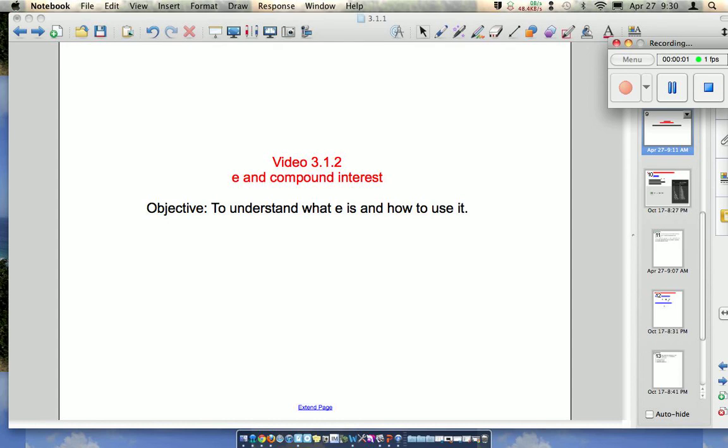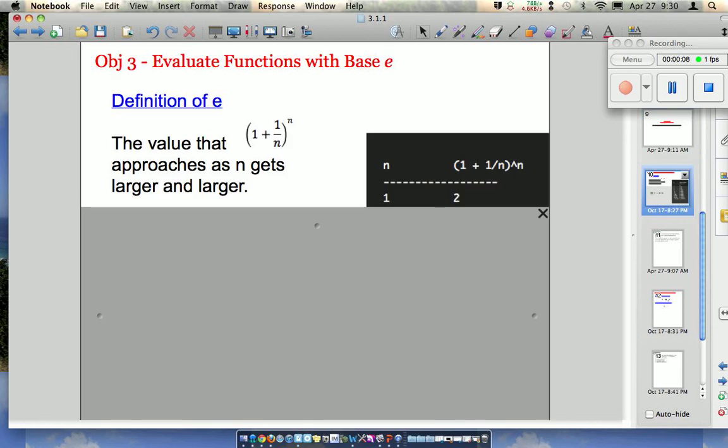This is video 3.1.2, and our goal here is to understand what E is and how to use it. So hopefully you've read the article on E. The major thing that I saw coming out from your forum discussion was that you didn't know what E was, or where this number came from, who invented it. No one invented it, but someone definitely discovered it.